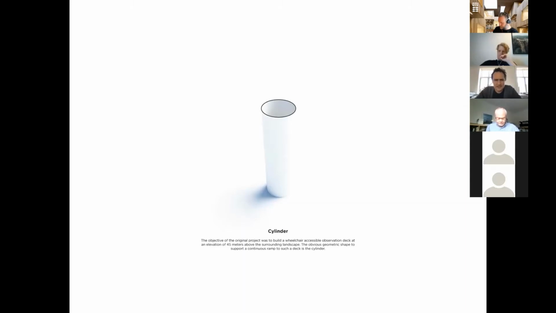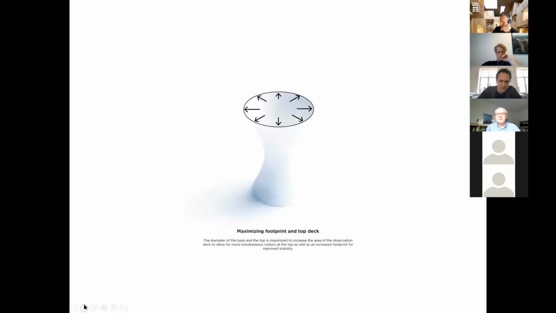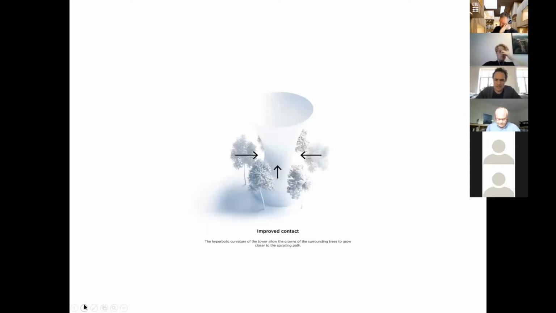And a cylinder is the natural shape if you need to bring people up by a ramp to a viewing platform. A cylinder is of course a really natural shape to choose, but we wanted to optimize the viewing platform to allow more people to have a good experience at the viewing platform, and at the same time that would also allow a larger diameter in the base when in contact with the foundations.